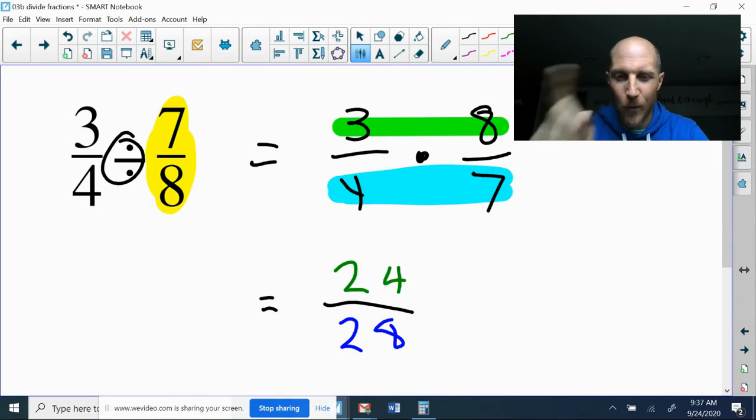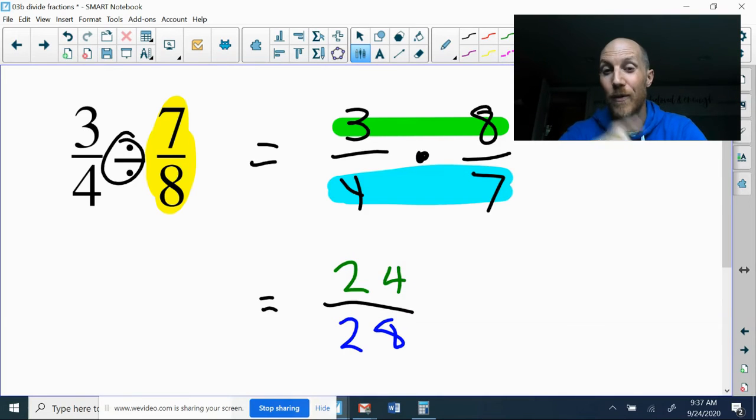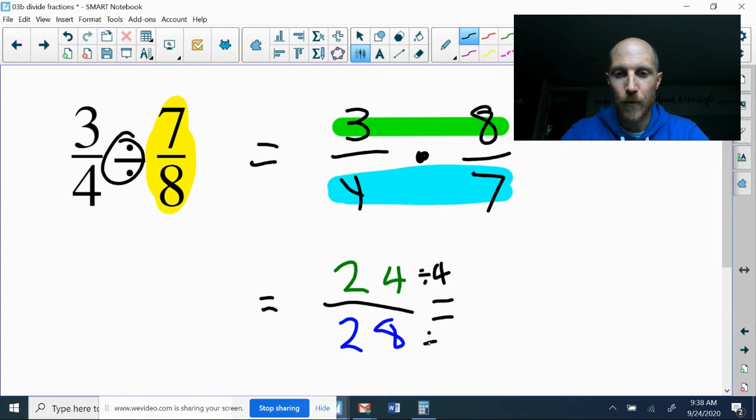This one you can reduce. I remember both of these two numbers show up in my times tables under 4s. I know 4 goes into 24, and I know 4 also goes into 28. All right, so I'm going to divide both of these numbers by 4 in order to simplify, because I remember that they both show up in that row of my times tables.